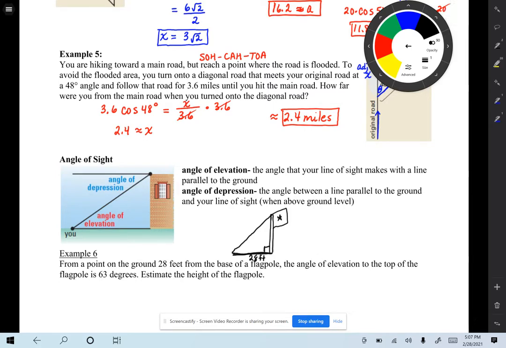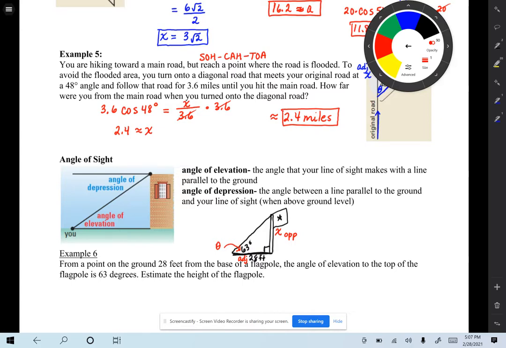The angle of elevation to the top of the flagpole is 63 degrees. So this is 63 degrees, and it is your theta. That is your theta. And therefore, let's see what they're asking us to do. Estimate the height of the flagpole. So we want to know what this height is, and let's call it x. So from theta, we don't know the opposite side, but we do know the adjacent. Notice this has nothing to do with the hypotenuse, so that rules out sine and cosine.